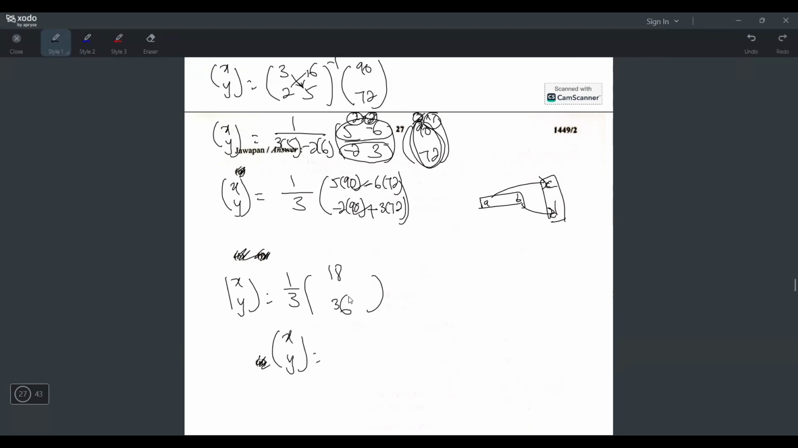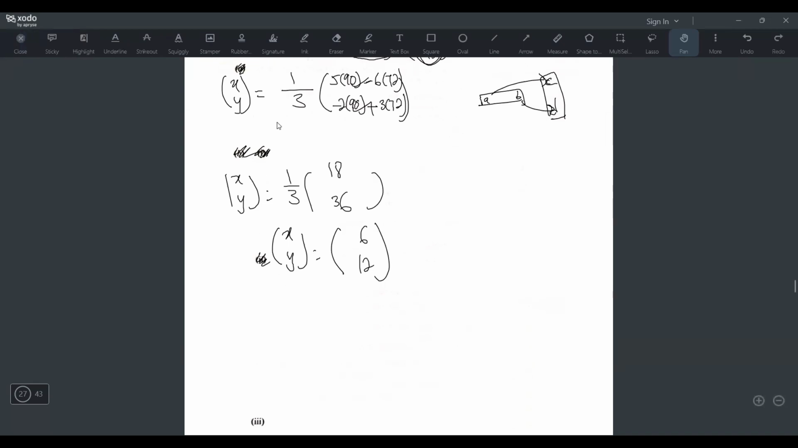Okay, now the final step. I have to take these two numbers times 1 over 3. It means divide 3 lah, right? So 18 divide 3, 6. 36 divide 3, 12. Okay, now finally I can write my final answer. X equals 6, Y equals 12.